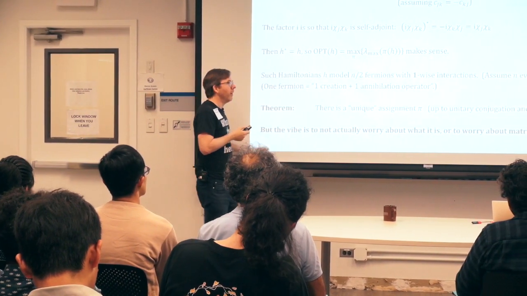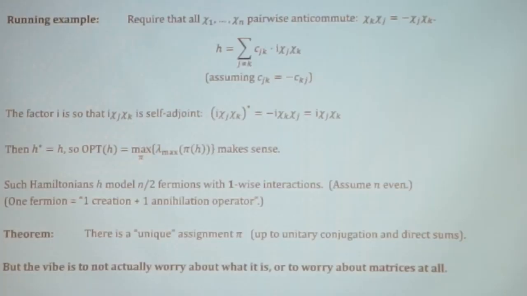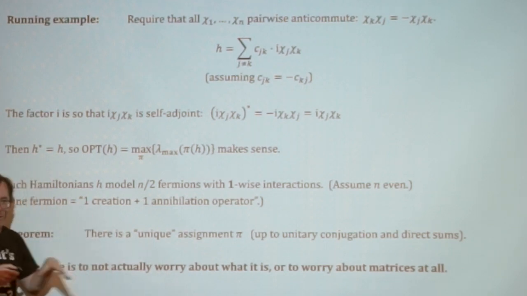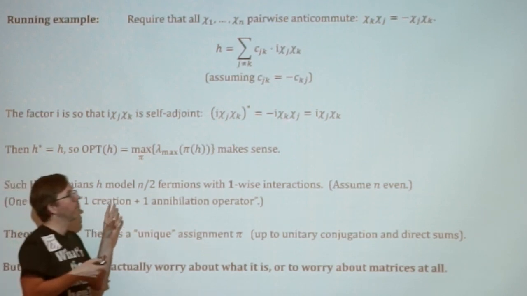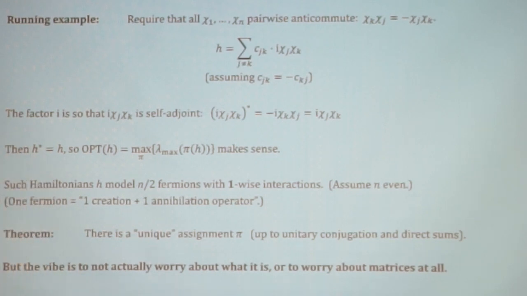Okay, and actually I have only one message I'm trying to get across in this talk, which is the vibe. And the vibe is, don't even worry about what these matrices are. I could tell you these matrices, you can write down a formula for all n matrices that pairwise anti-commute. Don't even worry about it. The vibe is, never worry about the matrices, only think about the relations, the formal algebraic relations of the symbols. That's the vibe.